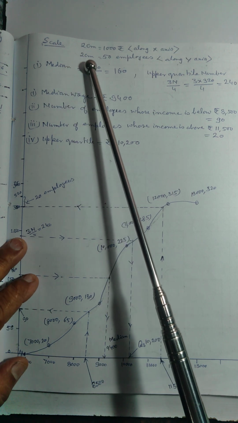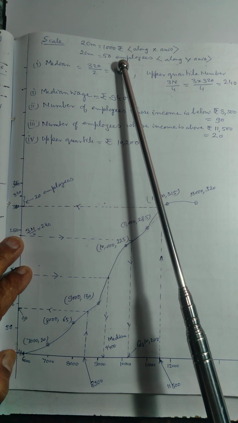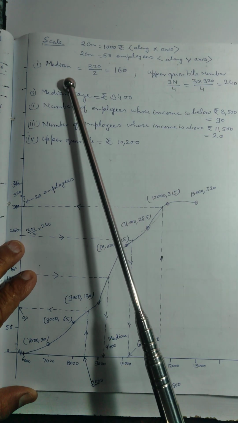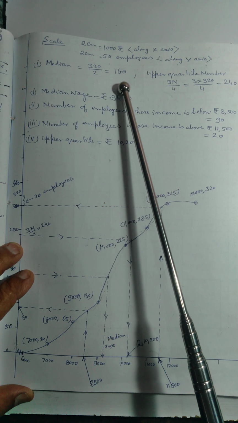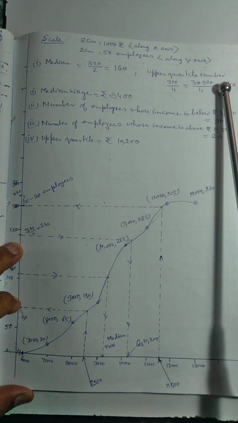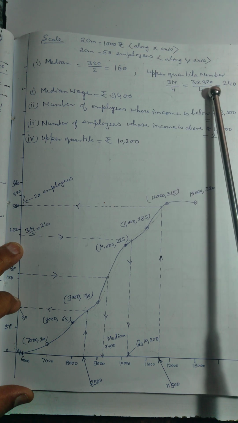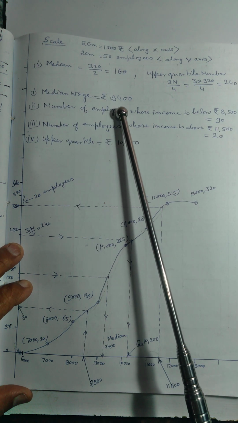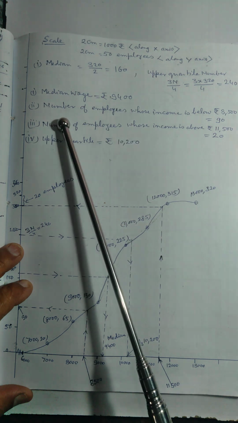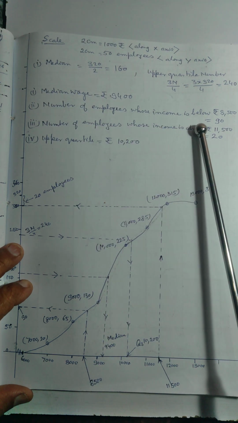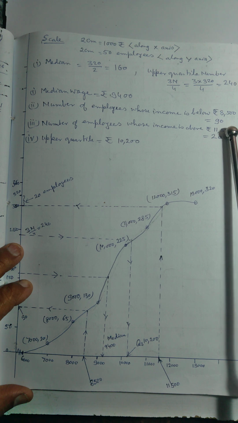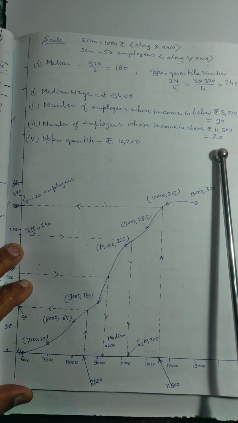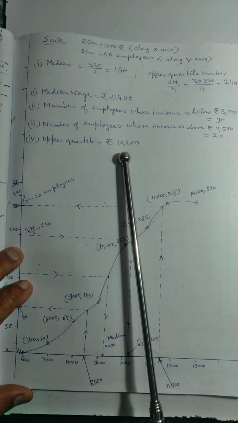You see the scale I have taken: 2 centimeter is equal to 1,000 rupees along the x-axis, and 2 centimeter is equal to 50 employees along the y-axis. Median is equal to 320 divided by 2, that is 160. So upper quartile 3n by 4, that is 3 into 320 by 4, that will be equal to 240. Median wage is 9,400. Number of employees whose income is below rupees 8,500, that will be 90. Number of employees whose income is above 11,500, that will be 20, and upper quartile is 10,200.